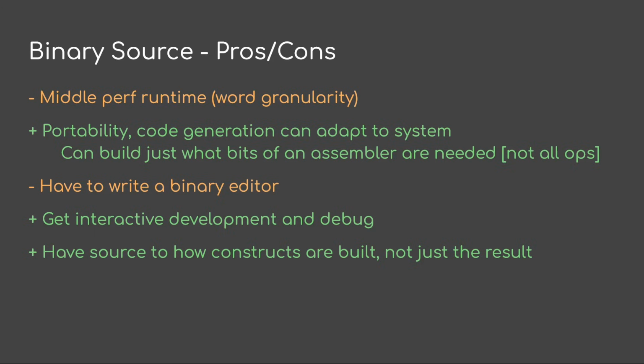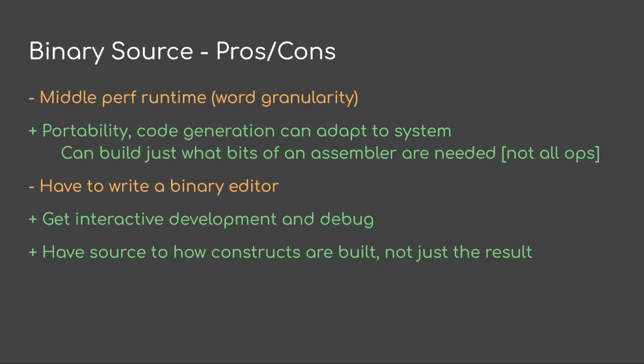So for instance, with x86, I don't actually generate much of the ISA. I only use a very, very tiny subset. You do have to write the binary editor, and that can be a lot of work, and sometimes that presents a problem with bootstrapping because you don't have the language to write the editor in from the beginning, so you have to write the editor in some other language, and then in that language, write the editor again, and then complete the bootstrapping process. The one benefit here is you get interactive development and debug from the beginning.